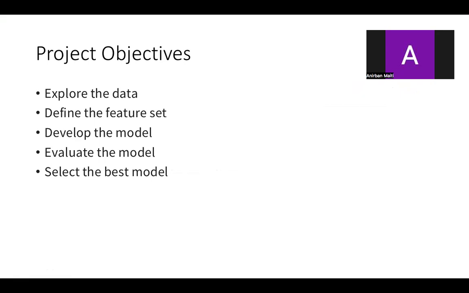Now, when I looked at the data, these are the things we are trying to get out of it. First, we would explore the data, then define the feature set, then develop the model, and then evaluate the model, and then select the best model based on the error and all the other things we normally look at before we zero in on a particular model.